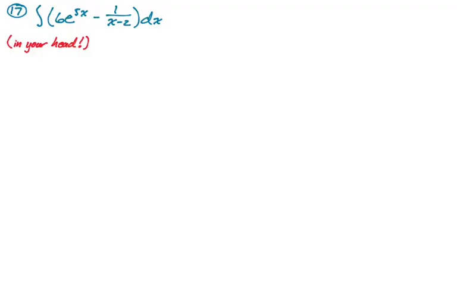E to the 5x. There should have been a 5, so a 1/5. So now I have 6 over 5 from the 1/5 that I pulled out. And then it's just going to be e to the 5x. So I'll get 6 over 5, e to the 5x. And then this other one just looks like a natural log to me, so I'm going to go for it. Minus the natural log of the absolute value of x minus 2 plus c. So if that's what you're here for, that's the answer.